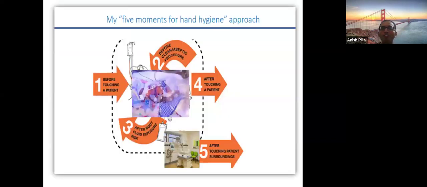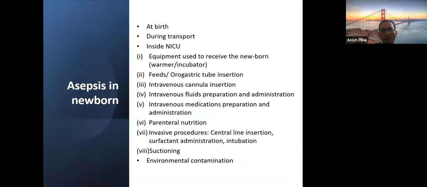And these are the moments of hand hygiene. The previous slide was showing the steps. This is the moments, like when do you want to do it? So 5 moments of hand hygiene: before touching a patient, before a clean or aseptic procedure, after body fluid exposure, after touching a patient, and after touching patient surroundings. So even after touching a monitor or something, we need to do hand hygiene.